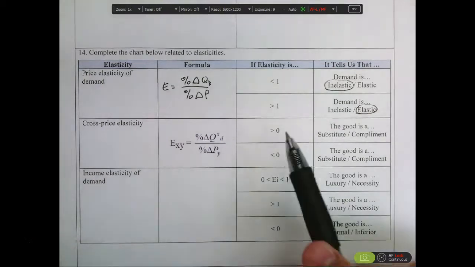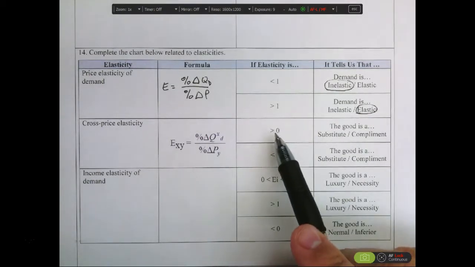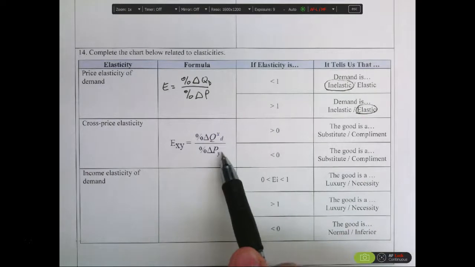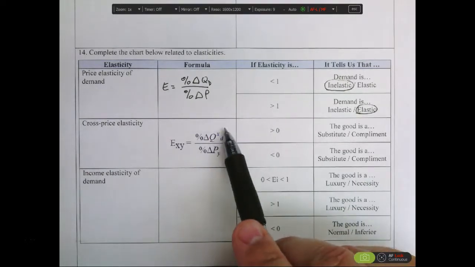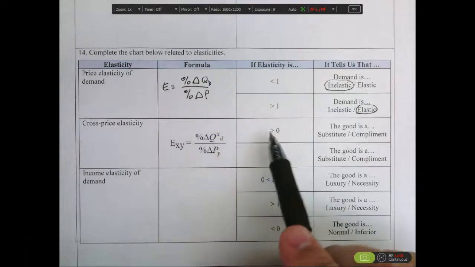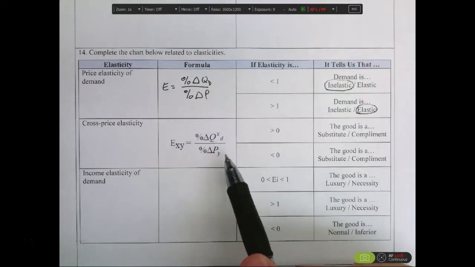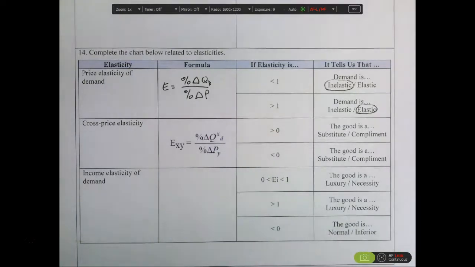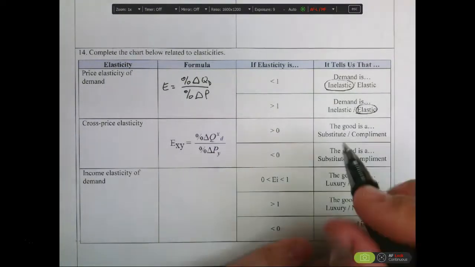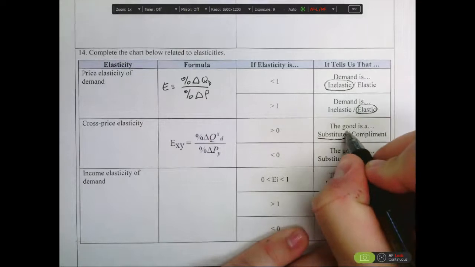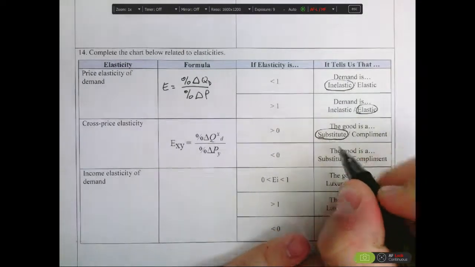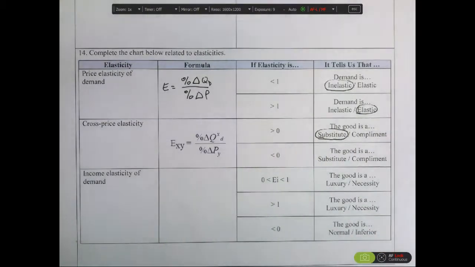But if it's greater than 0, what we're saying here is that if the price goes up, I'll want more of the other good, because in order for it to be positive, they have to have the same sign. So if the change in price is positive for one good and I want more of the other good, that would indicate that they are substitute goods, because I would just substitute out of the more expensive good and into the relatively less expensive good.